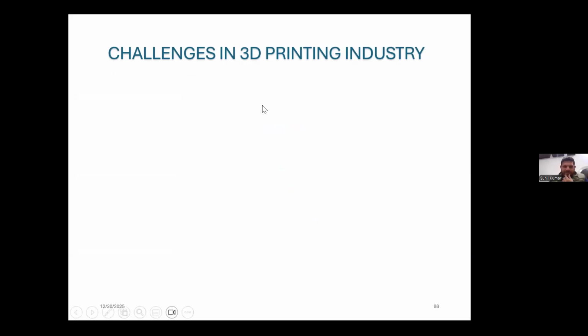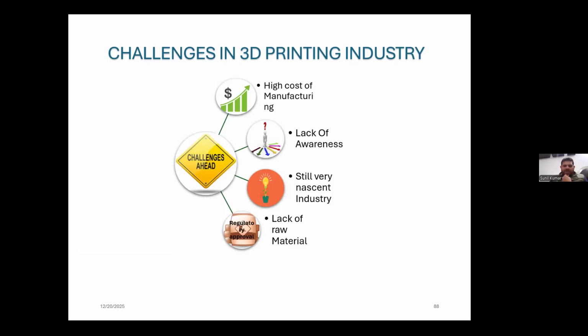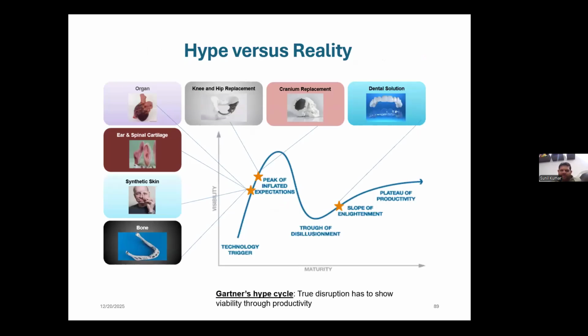Okay. The challenges in 3D printing we are discussing are related to the industry. High cost of manufacturing at present, then lack of awareness among the industry and the doctors and the patients. Still very few persons are working on this. Then lack of raw materials, and regulations are to be defined by the respective countries. So if we say what we are looking for and where we are, in terms of bone or synthetic skins or ear or spinal cartilages or organs, we are in the initial stage. Knee and hip replacements, we are already working on, and some replacements have been done.